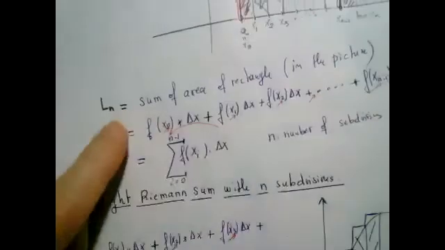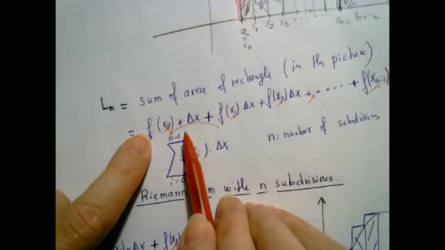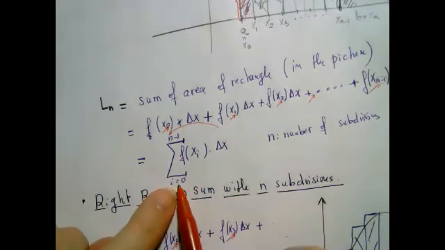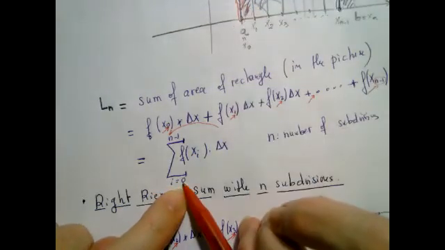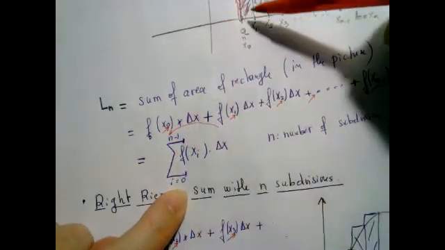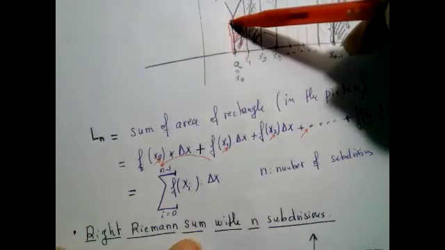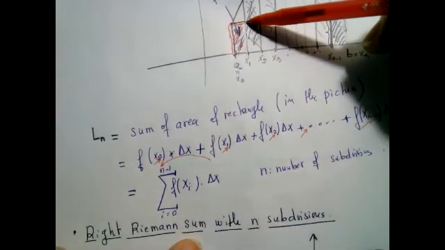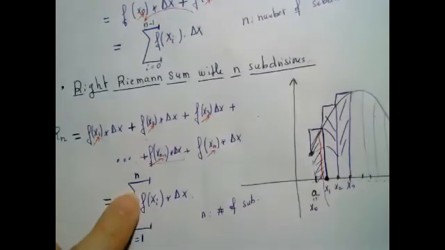What should be the first term here? f of x sub 0 times delta x. Do you see why I'm starting at 0? Because my first rectangle is not f of x1. If I start at 1, it means I'm telling you my first rectangle is f of x1. No, my first rectangle is the value of the function at x0 times the delta x. Okay. Now, why n minus 1 here and why n here?